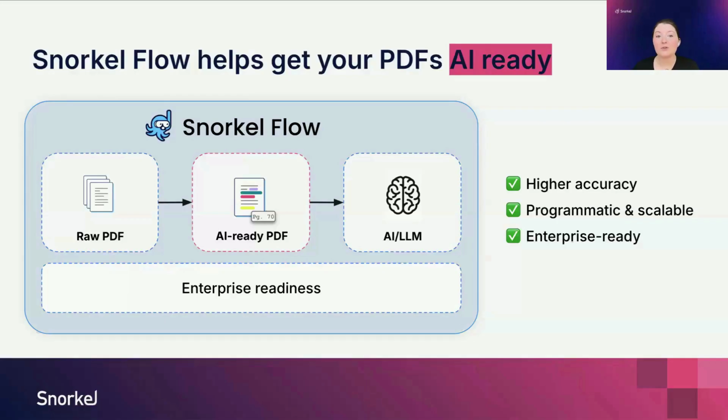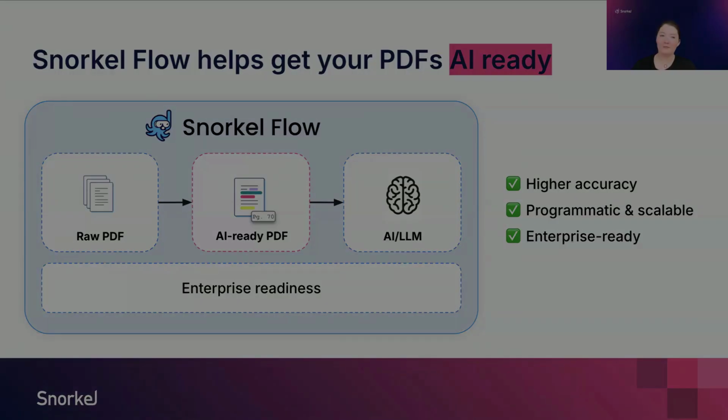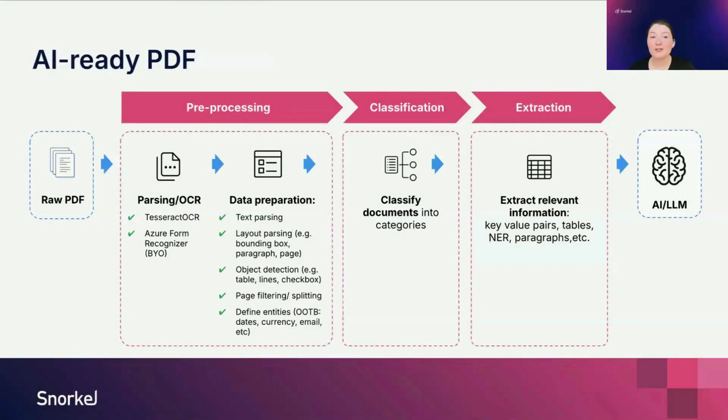So we're going to take a closer look at the process of transforming a raw PDF into a PDF that's AI ready. So it all starts with pre-processing. At Snorkel, you can start with scanned or native PDFs, and you can use our out-of-the-box OCR engines like Tesseract or Azure Form Recognizer to digitize those PDFs.